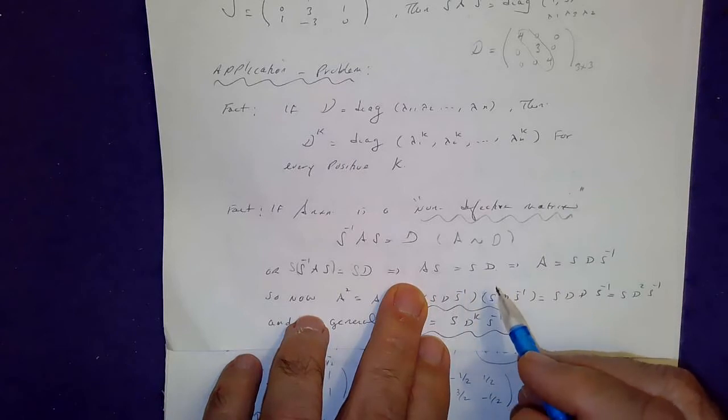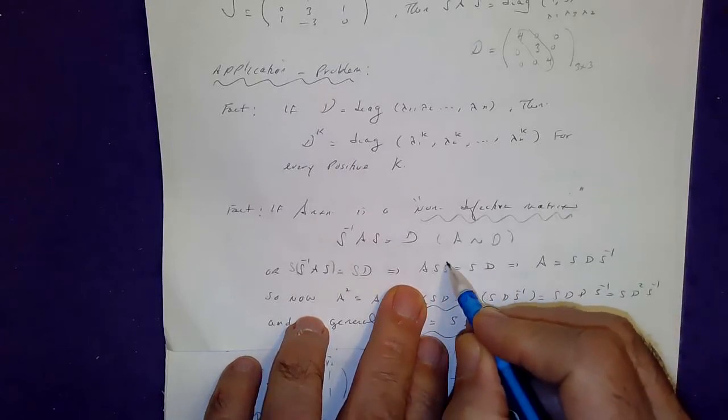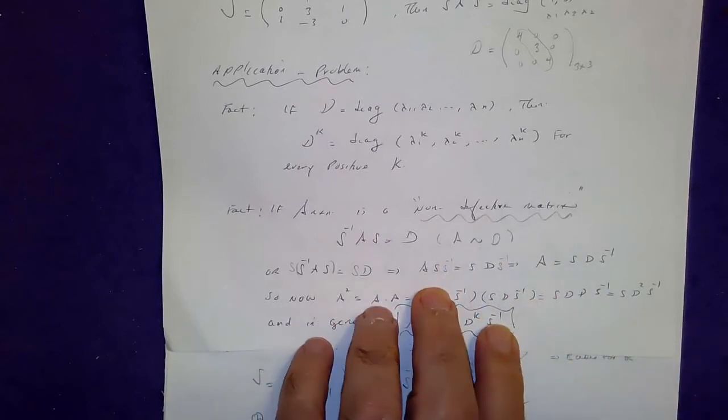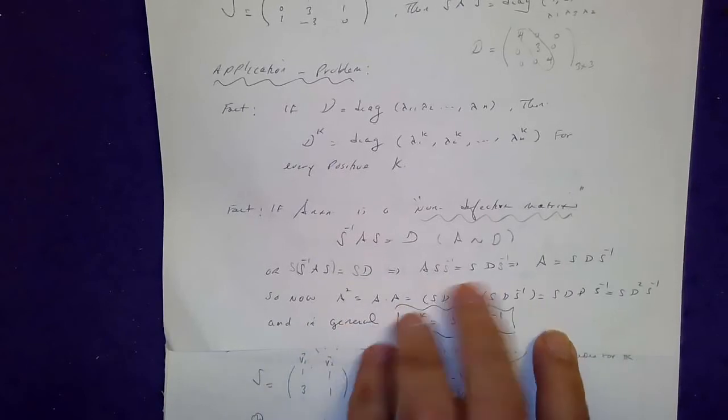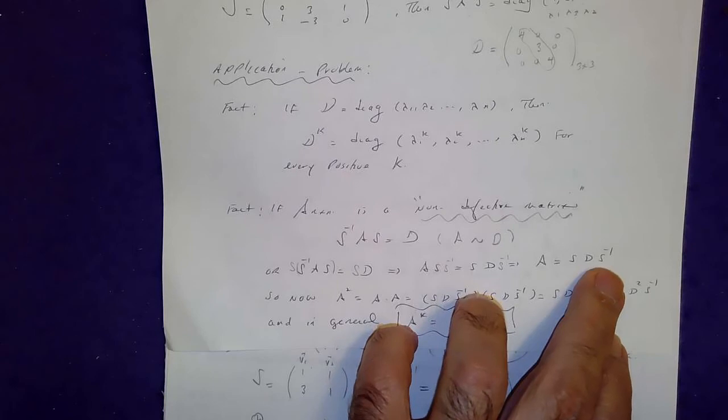At this point, you would multiply both sides of this equation by S inverse, right multiplication. Then S times S inverse is identity. So on the left side, you get A. On the right side, you get S D S inverse.